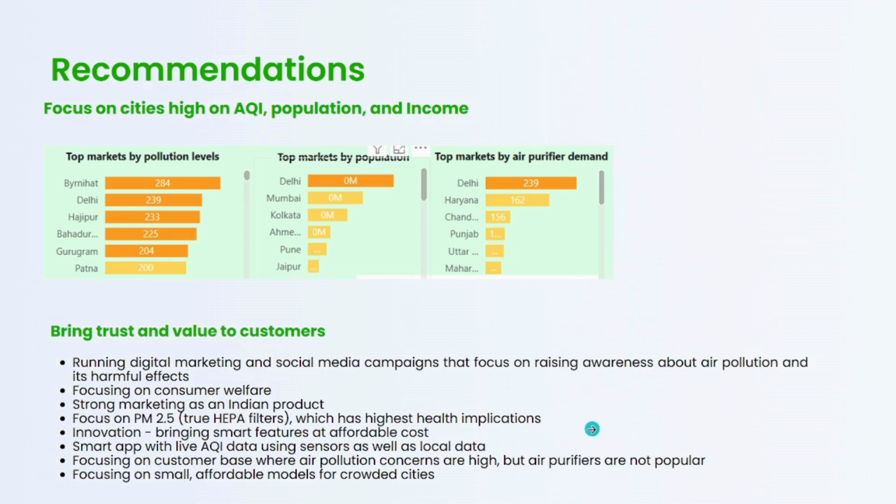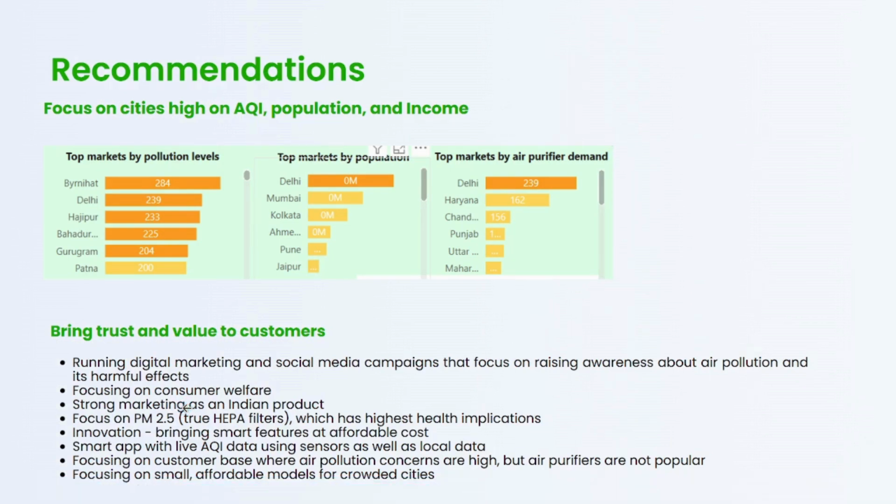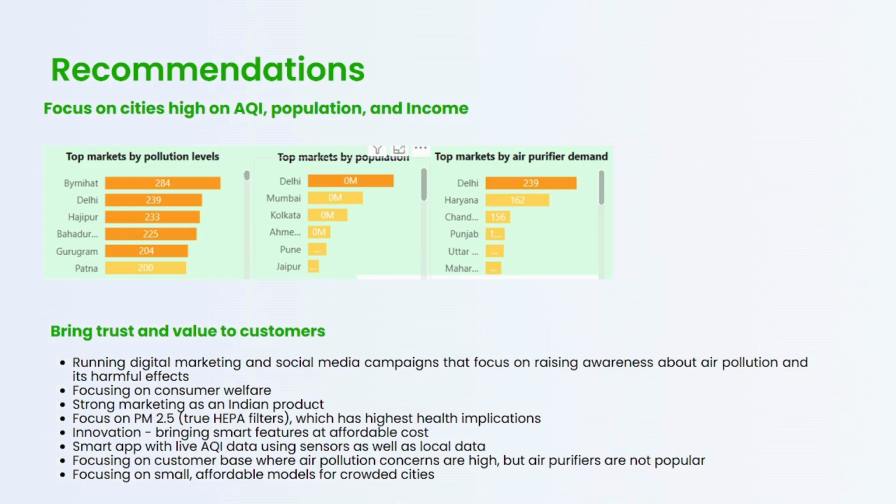We can also focus on PM 2.5 since PM 2.5 is the primary pollutant responsible for high health implications. We can incorporate two HEPA filters which effectively filter out PM 2.5. So we can bring innovation by bringing smart features at affordable cost. We can also incorporate a smart app with live AQI data using both sensors as well as the local data for that specific area.